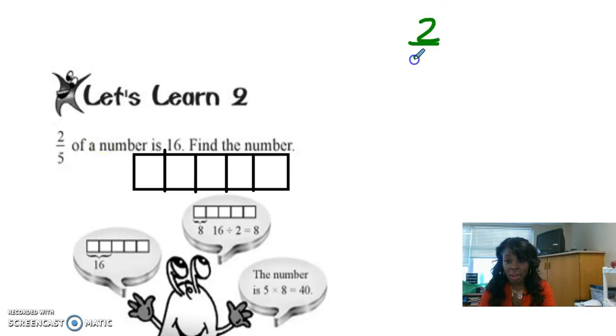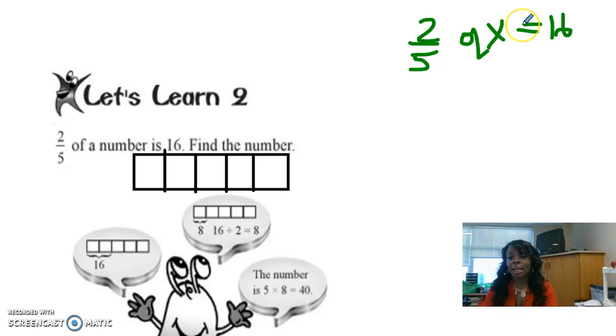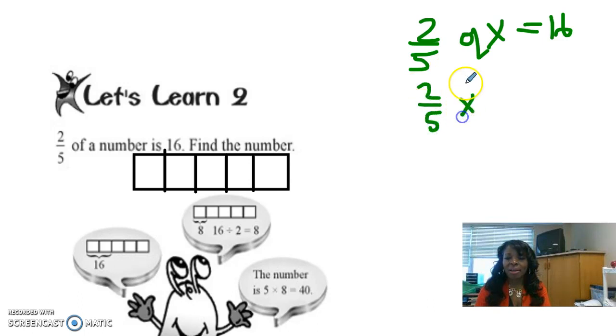2/5 of X is 16. Are you comfortable with writing an equal sign for "is"? Okay, because we're translating words to math. That's called algebraic translations. So now we're going to write 2/5 X because "of" is multiply. Now we're multiplying. The variable is right next to the fraction, equals 16. Okay, there's our one-step equation.